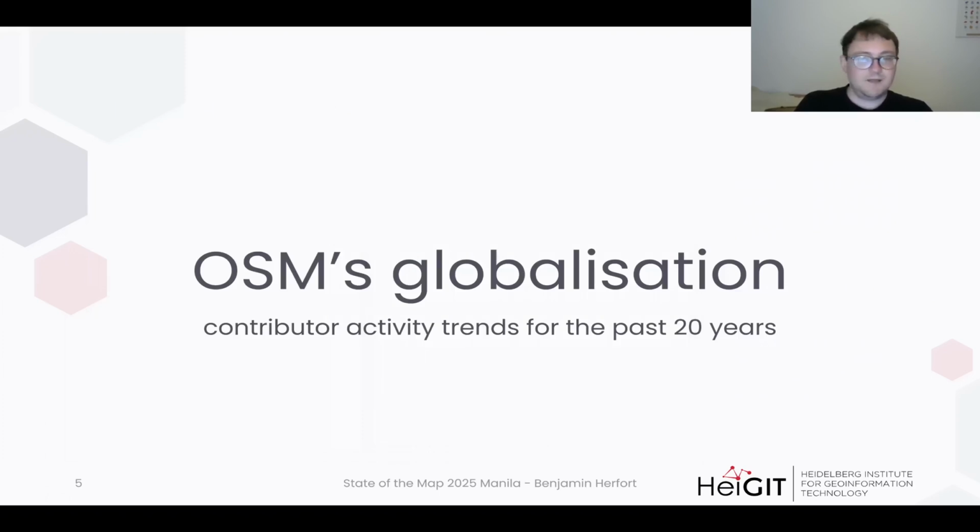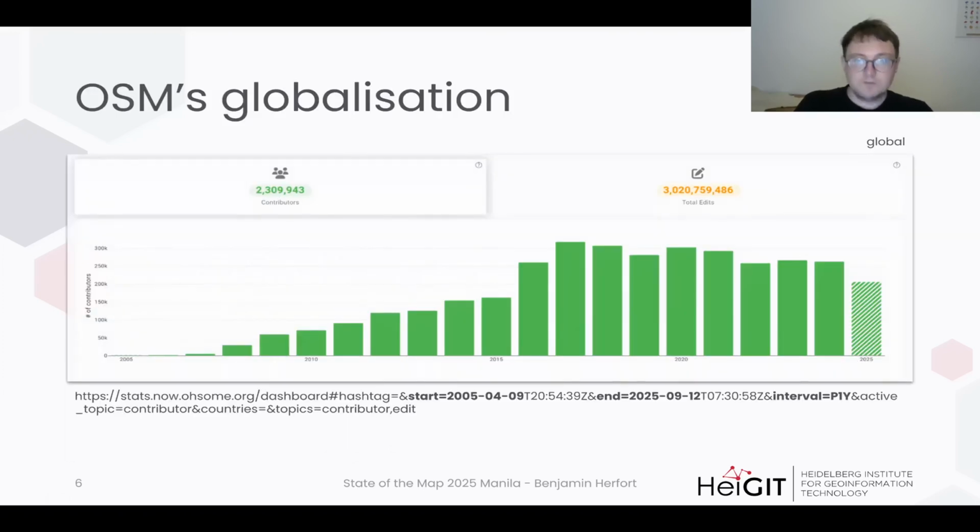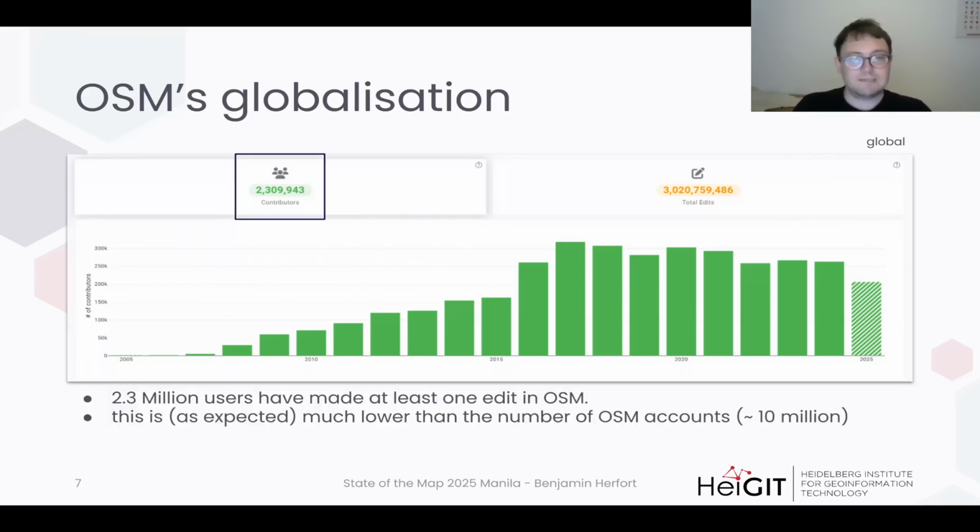Okay, let's start with OSM's globalization and contributor activity for the past 20 years. So we use a dashboard to get the annual number of mappers in OSM. And you can also copy that link or use that link, and you will see exactly the same numbers or plots that I put here for my slides. And maybe we start with a baseline number. 2.3 million is the number of mappers that have made at least one edit in OSM. And this number, you will also find it in the OSM wiki and in other places.